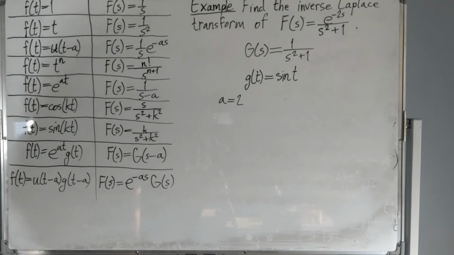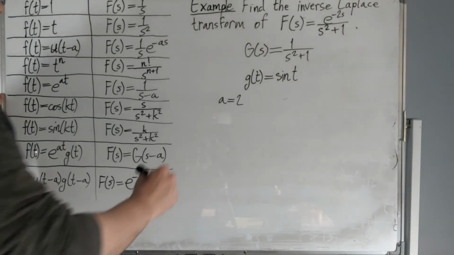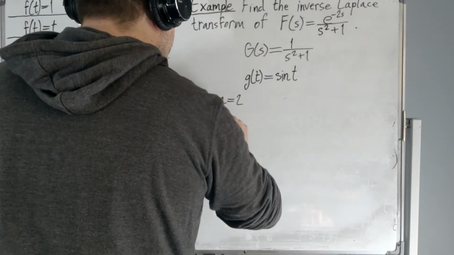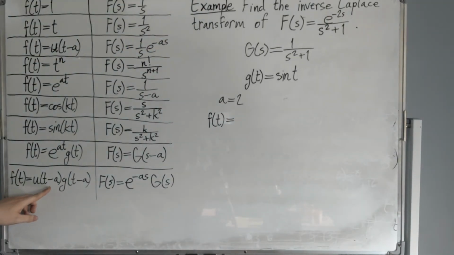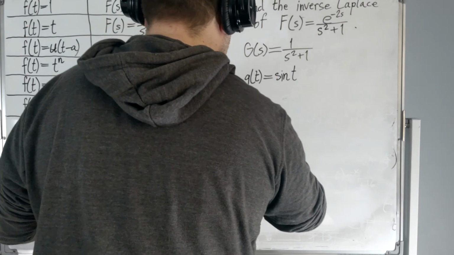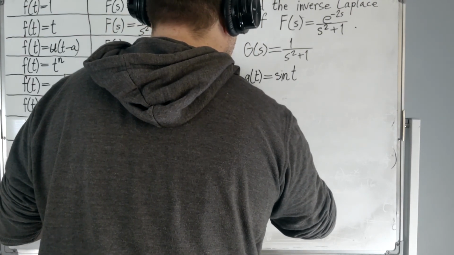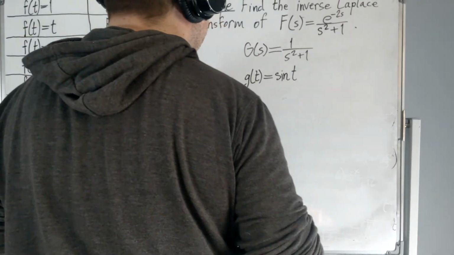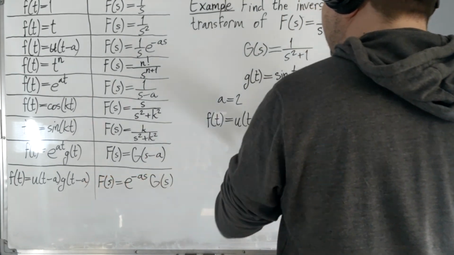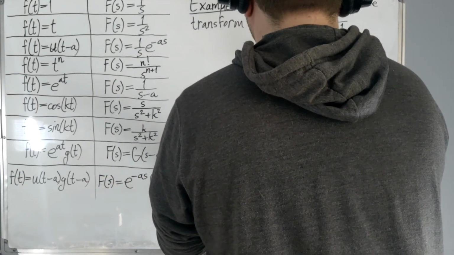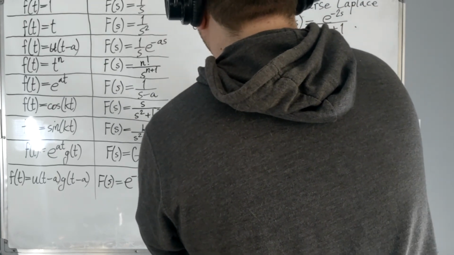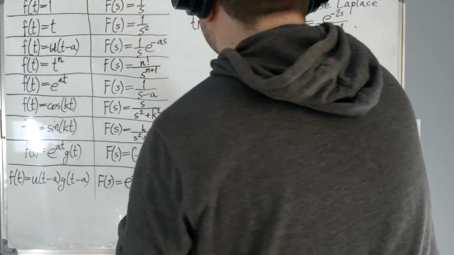According to this last rule of the table, the inverse Laplace transform is going to be u of t minus 2 times g of t minus 2. g is sine t, so this is sine of t minus 2. And that is the inverse Laplace transform.